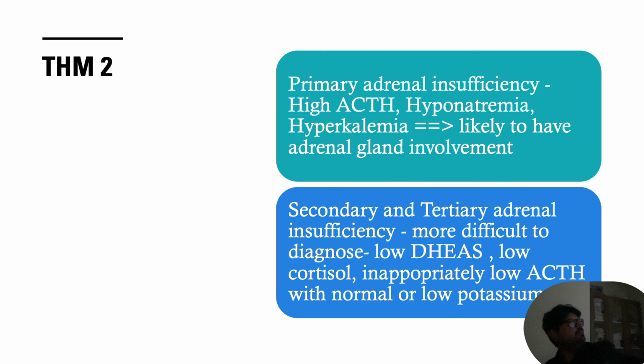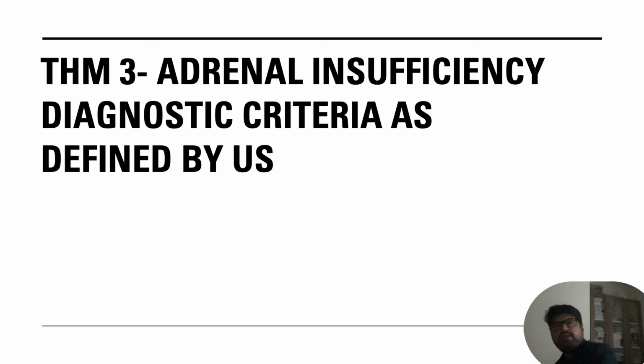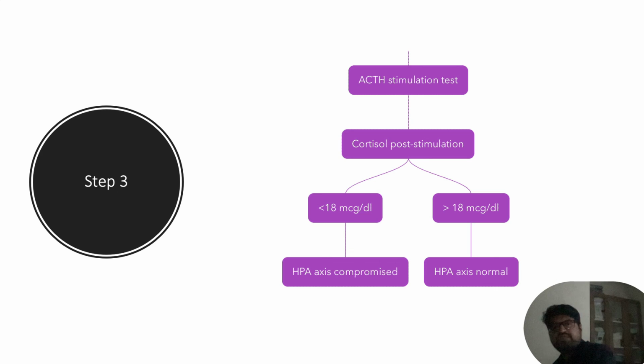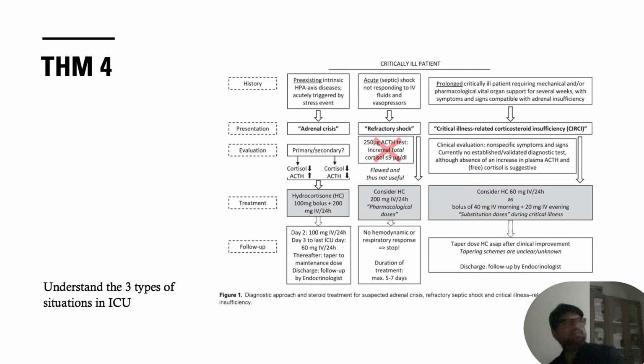So you have primary, secondary and tertiary adrenal insufficiency. We already discussed what they are, and this is the diagnostic criteria which we use mostly in an outpatient or stable inpatient system, where we use 3 steps. Step 1 is do the baseline cortisol. Step 2 is DHEAS, and step 3 is ACTH stimulation. And then this is the important thing, right? We need to ask ourselves which of the 3 situations are we dealing with? Are we dealing with an undiagnosed or diagnosed adrenal insufficiency? Are we dealing with a situation where you have refractory septic shock, or are we dealing with a situation which is basically CIRCI, right? And CIRCI, remember, is a long-standing thing, right?